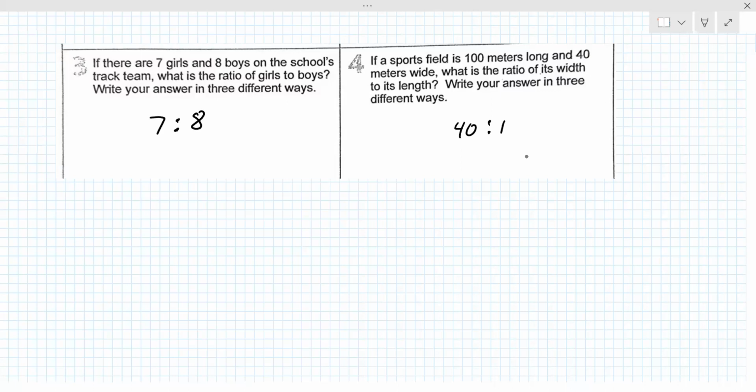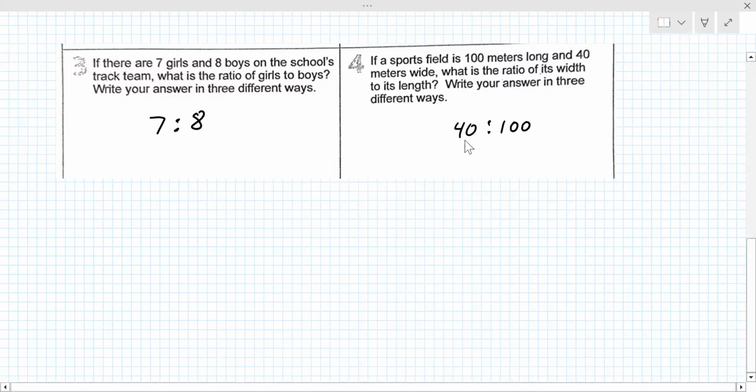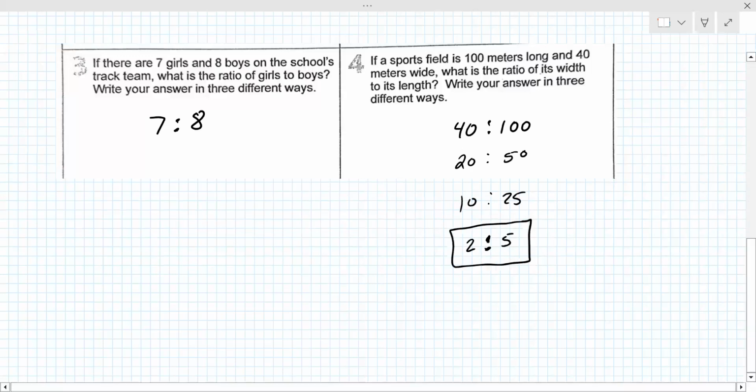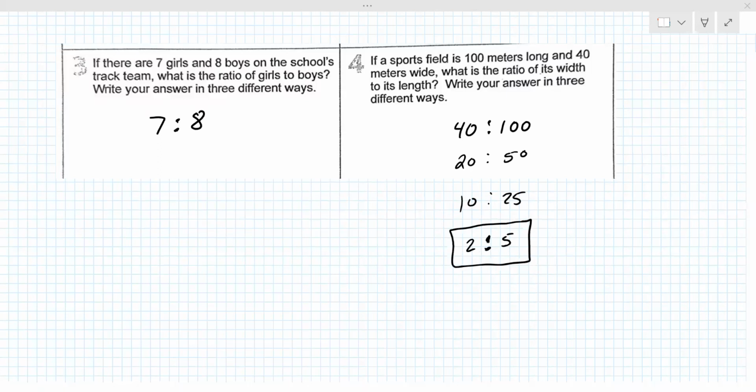40 colon 100. But notice that this can be reduced, okay? Notice that there's a number that goes into both 40 and 100. Yeah, 2 and 10 both go in with 2. So you want to reduce this as much as possible. You would start with 2, and that's 20 to 50. You can see that 2 works again, 10 to 25, and then 5 works. So that becomes 2 to 5. So they do expect you to reduce in this situation. Yeah, I didn't really know you could reduce the ratios.